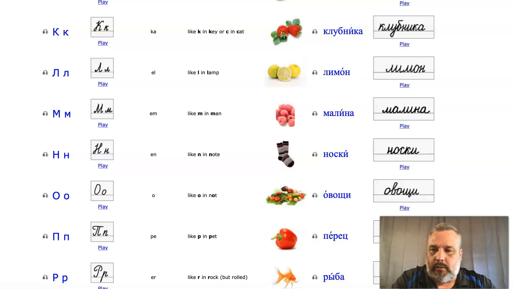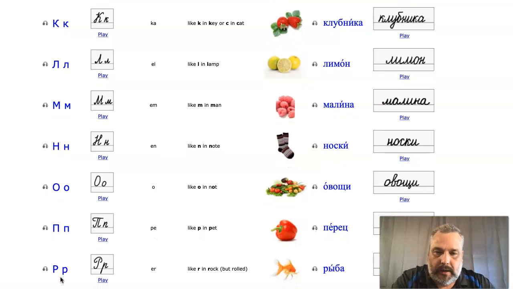Now, if you remember, we stopped in the second video right here at the RP, which is a Russian R. And if you remember, I said you have to put the tip of your tongue at the back of your front teeth, upper front teeth, and blow. That's how you do it. So, for example, if you see the R in here, that's P-E-R-E-T-S. And I'm going to get the TS right now, but it's Perets.